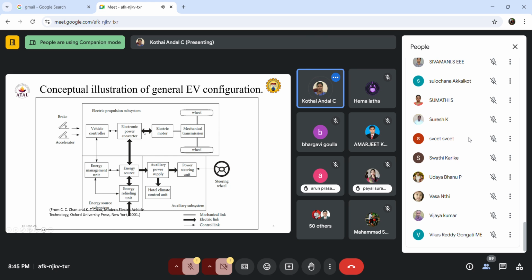Then next we come to that. This part is very clear, right? This is the bidirectional part. See, this is the mechanical link, electrical link, control link. If you look at the link variations here, we can clearly understand this.